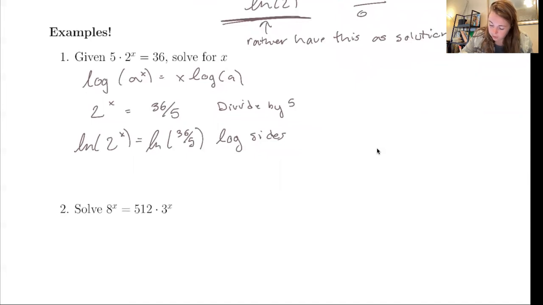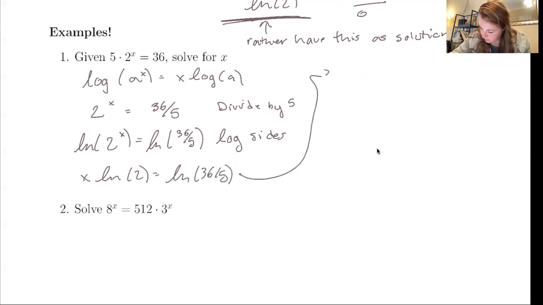Great. And then we know that the third law says that this x comes down. And I can solve for x by dividing by ln of 2, because that's the only thing that's kind of standing in my way. So I get ln of 36 divided by 5 over ln of 2. Beautiful.